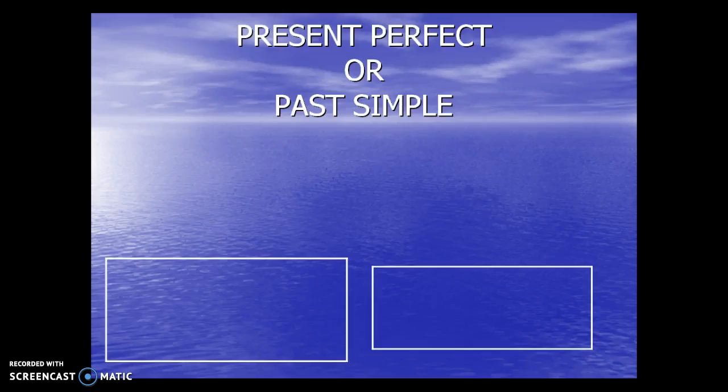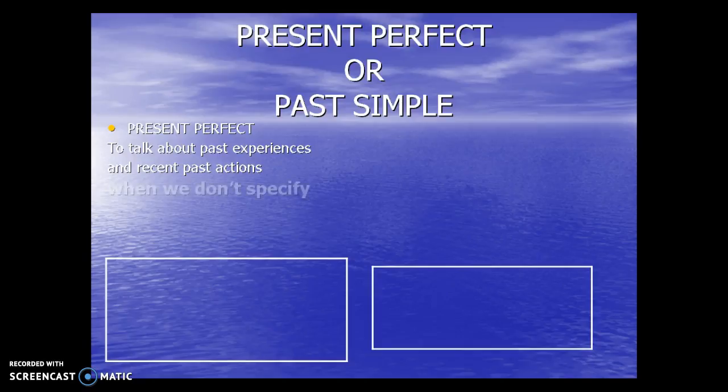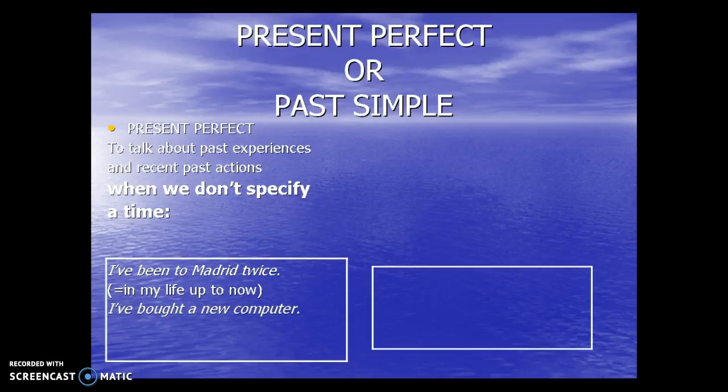Finally, I would like you to have a look at this slide and see that we use the present perfect to talk about past experiences and recent past actions when we don't specify a time. For example, I've been to Madrid twice, and it means in my life up to now. Or I've bought a new computer, but I don't say exactly when, where, etc.